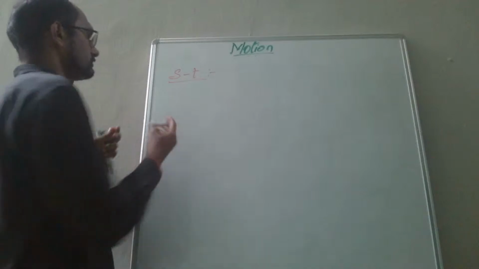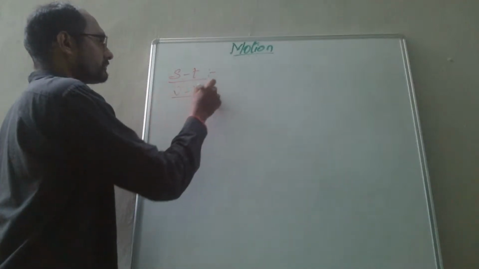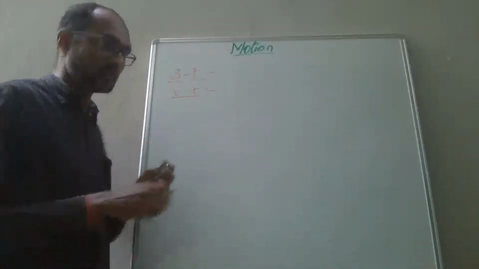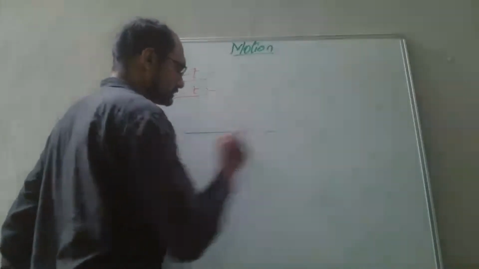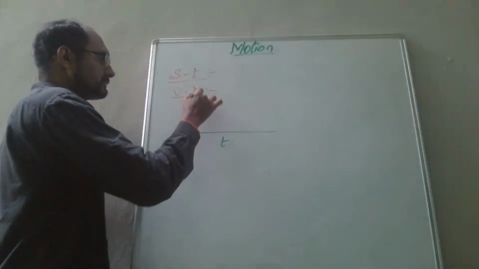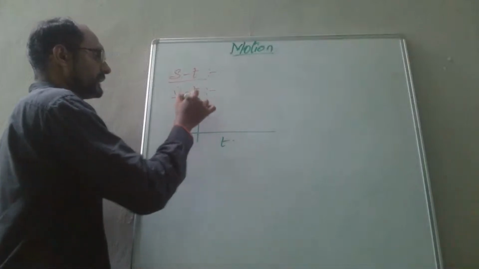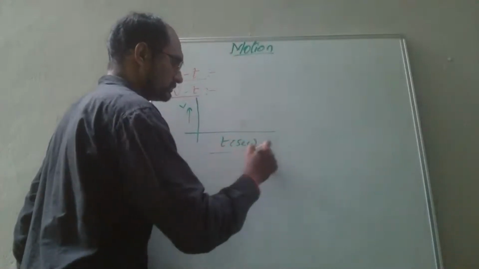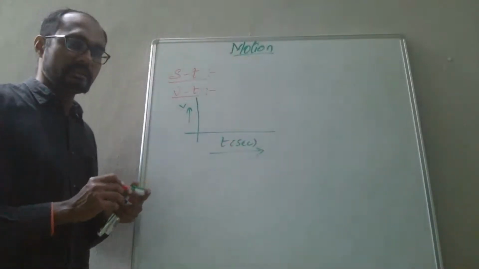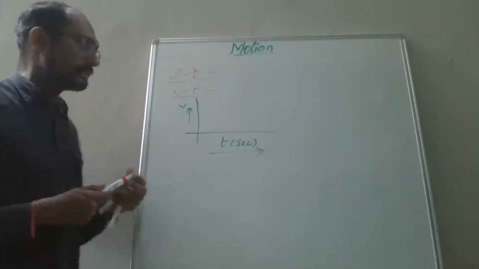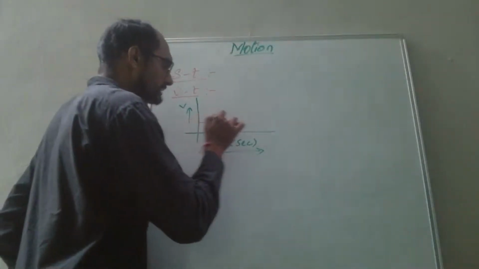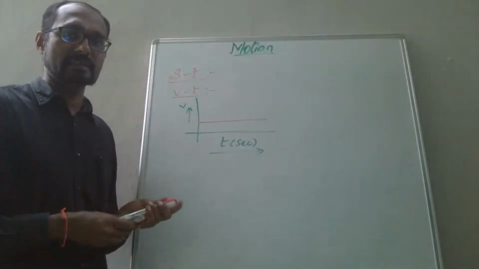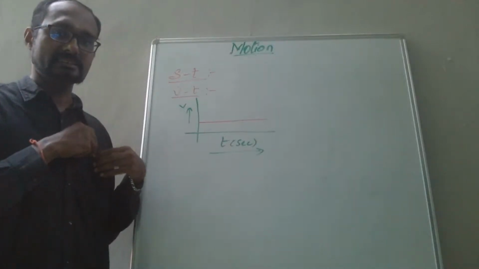Okay, so next, velocity time graphs. See, in the case of a velocity time graph also, we take time along the x-axis and the velocity along the y-axis. So time in seconds along the x-axis. If the graph plotted is parallel to the x-axis, what does that mean?